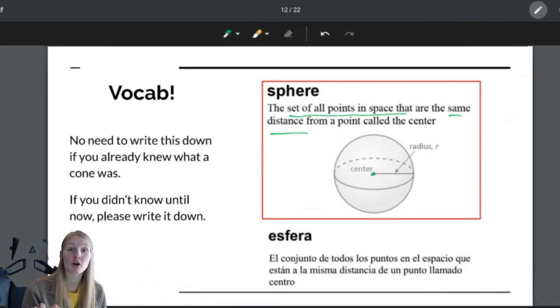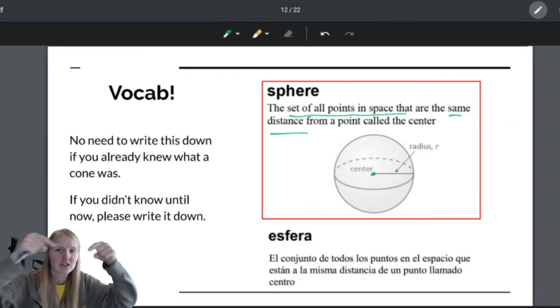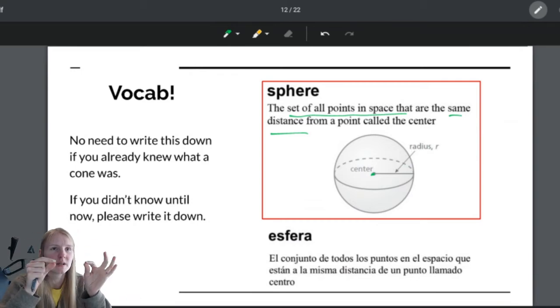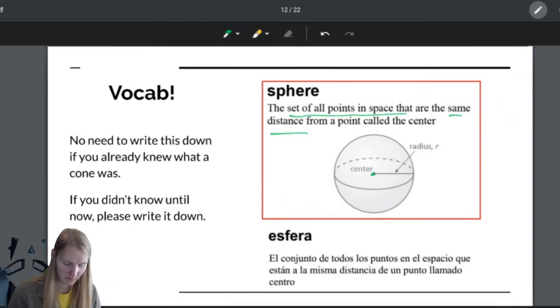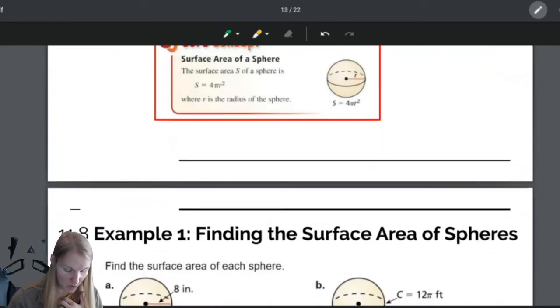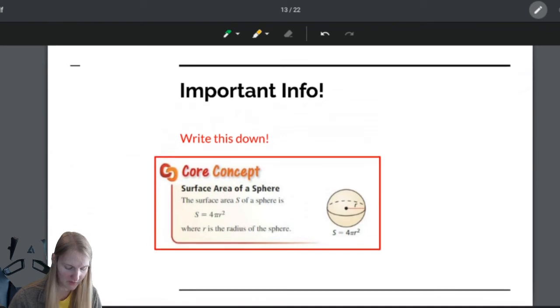Just like if the Earth were a perfect sphere, everybody standing on the surface of the Earth would be the exact same distance away from the center. Of course, the Earth is not perfect, but you get what I mean. So no need to write this down if you already knew what it was, but if you didn't know what a sphere was, please write it down. So yeah, center and radius, the 2 most important components of a sphere. Alright, let's move on to the surface area of a sphere.